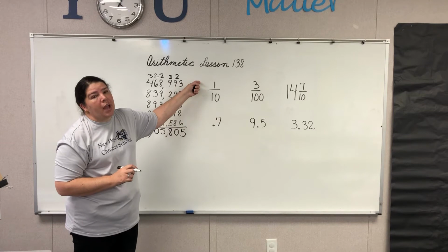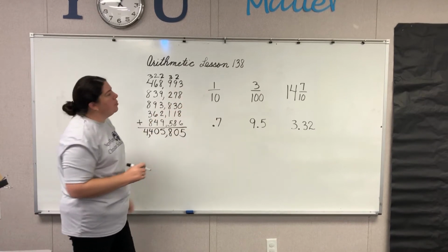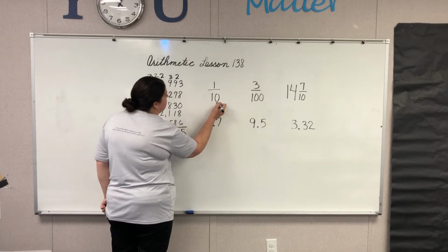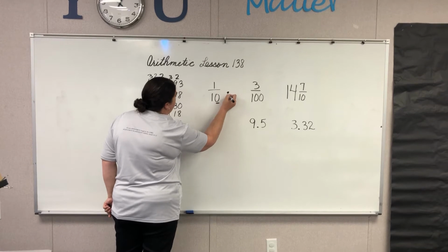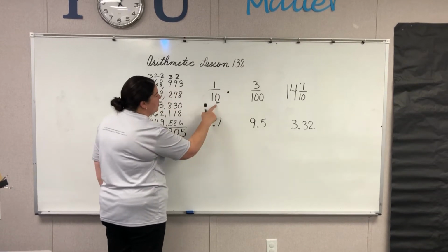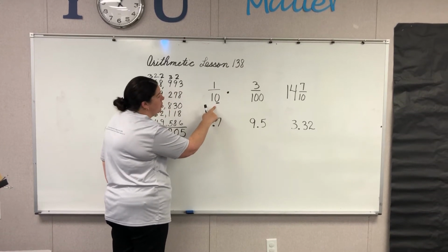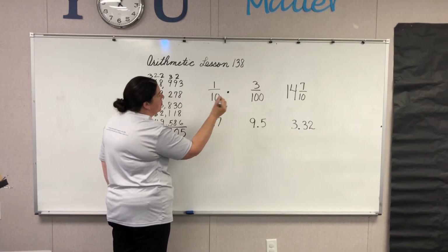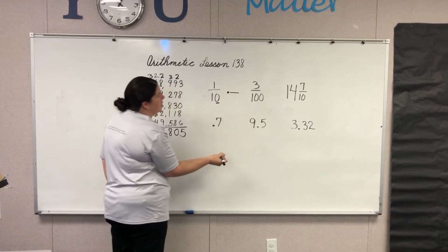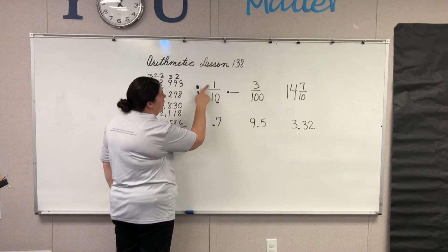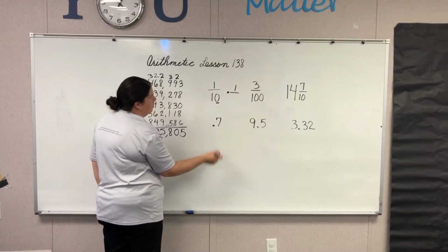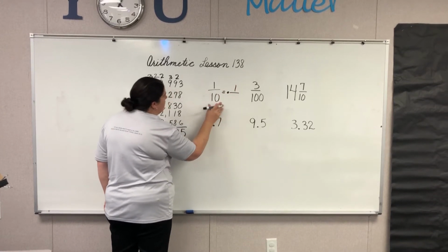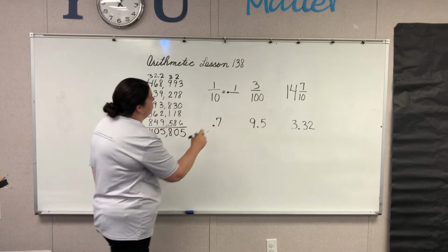Okay, up here we have a fraction. We need to change this fraction to a decimal. Remember that we count the zeros to tell me how many place values after the decimal. How many zeros? 1 zero. Therefore, we need 1 place value after the decimal. And we have 1 number, so that fills right in. So we would say 1/10 is equal to 0.1.